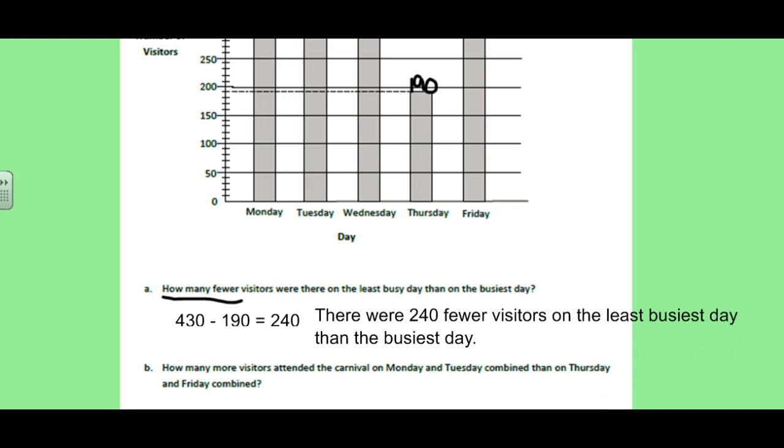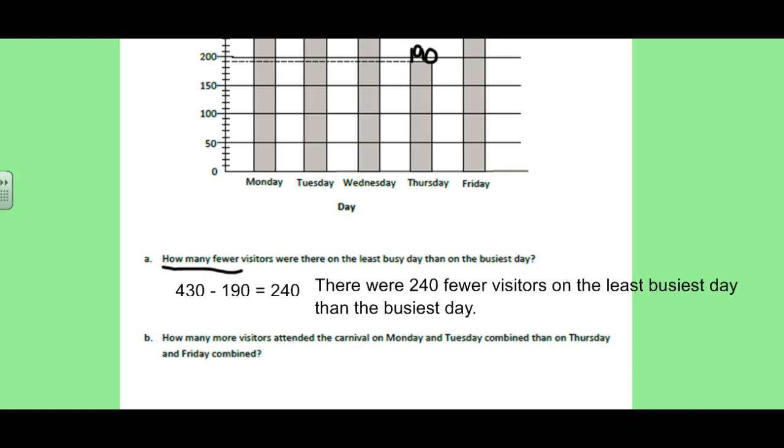Part B says how many more, so you know we're going to be subtracting somewhere in here. How many more visitors attended the carnival on Monday and Tuesday combined than on Thursday and Friday combined? So this is like a three-step problem because we're going to have to combine Monday and Tuesday, and we're going to have to combine Thursday and Friday, and then we know that we're going to have to subtract those two numbers to actually be able to answer this question. So go ahead and combine Monday, Tuesday, Thursday, and Friday, and then write your subtraction number sentence to be able to answer this question. And whenever you're ready to check it, you may push play.